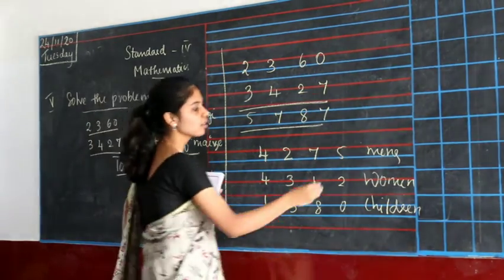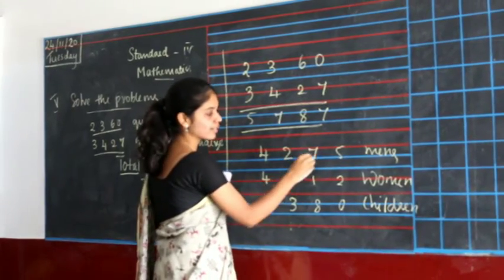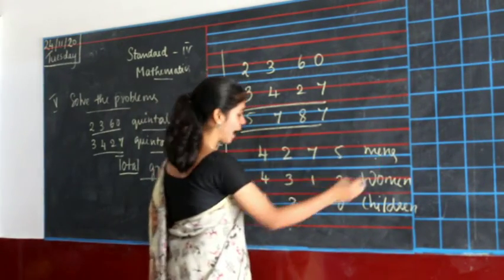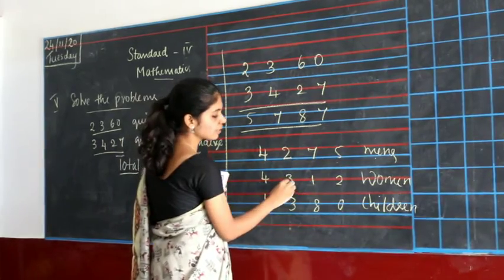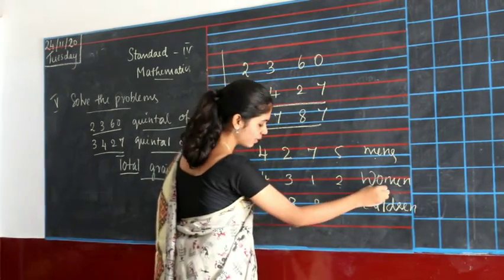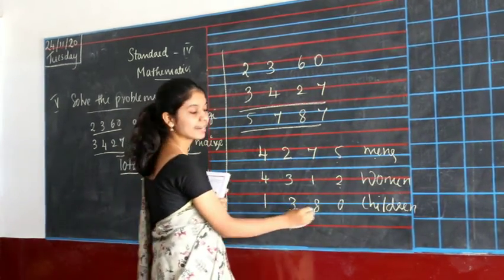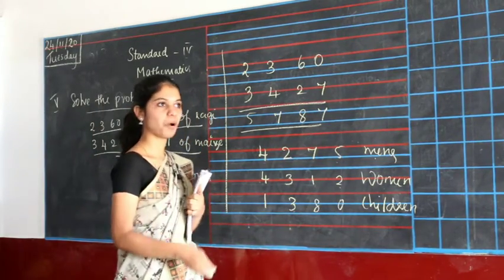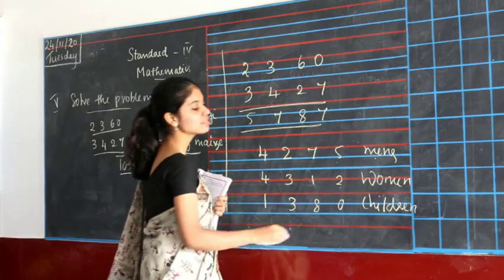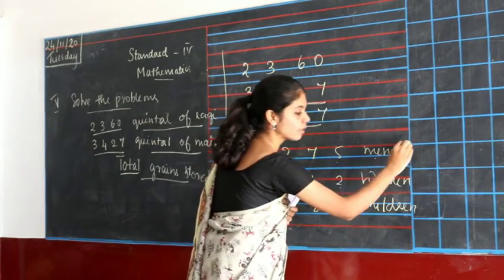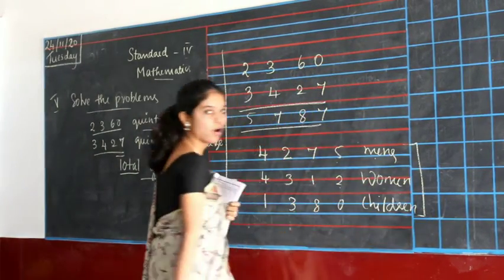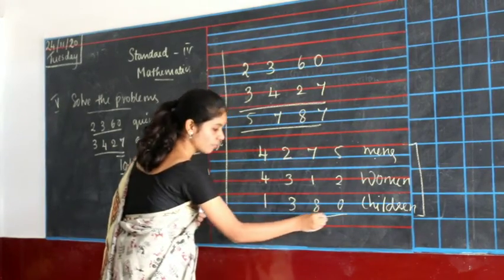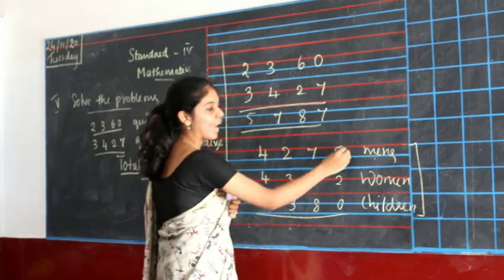They are given 4,275 men and 4,312 women and 1,380 children. So they are asking what is the total population. Total population means all the people including men, women and children. Now what we are going to do is we are going to add them.